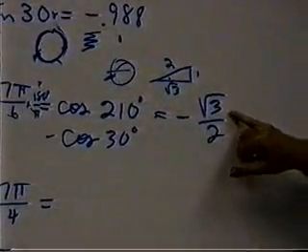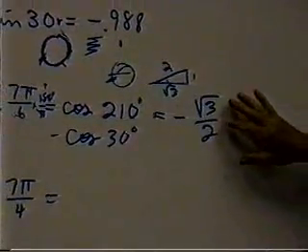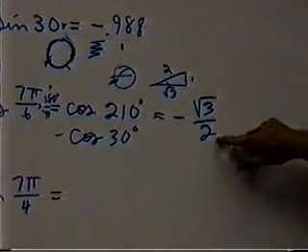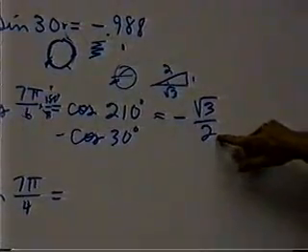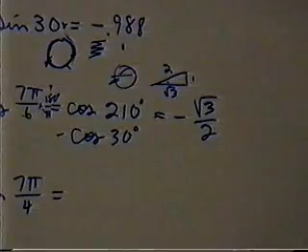Now, with a calculator, you're just going to see the answer 0.866. Okay, a negative 0.866. But that's what this happens to be. 1.732 divided by 2 is that 0.866 that you see on your calculator.